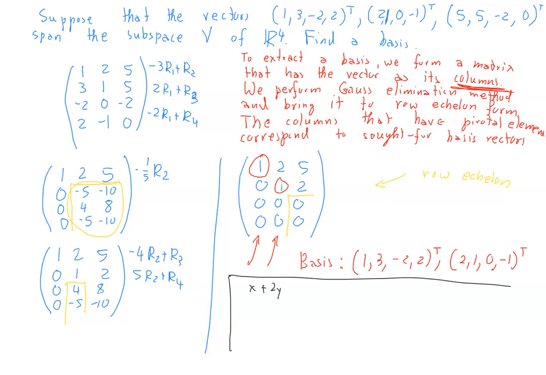x plus 2y is equal to 5, 3x plus y is equal to 5, -2x plus 0y is equal to -2, and 2x minus y is equal to 0. That would have been the system. Would the system have a solution? Absolutely. When does our system not have a solution? Our system doesn't have a solution when you find a row that looks like this: 0, 0, 0, all zeros, and the very last one is 1. That's when the system doesn't have a solution.